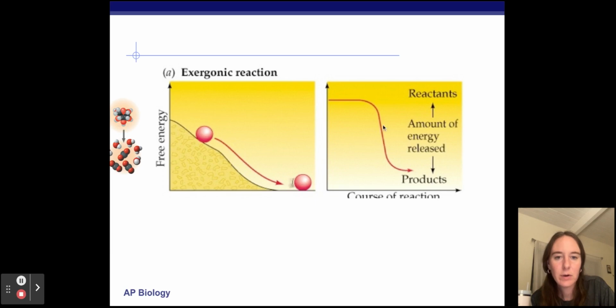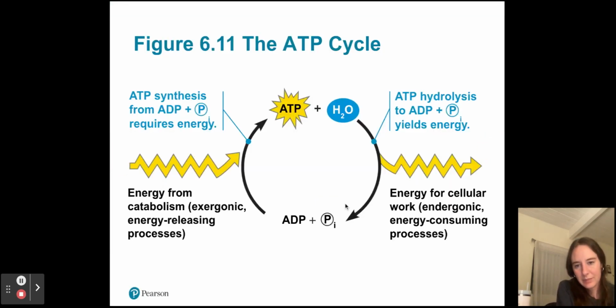There's overall some available energy that gets released here. So what does it do? That energy that gets released is energy that basically adds this inorganic phosphate to our ADP molecule. Because remember, this is really hard to do. It's really hard to put that inorganic phosphate back on the ADP. The ADP is more stable than ATP, right?